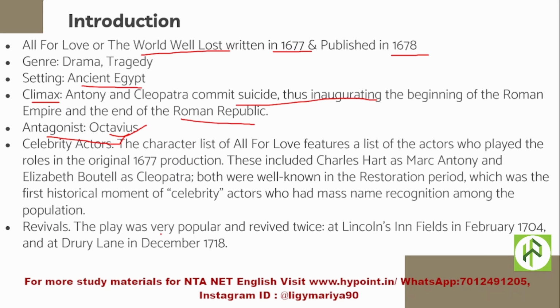Then revivals. The play was very popular and revised twice. It was not the play as it is preserved now, but it was so popular that it was revived twice, at Lincoln's Inn Fields in February 1704 and at Drury Lane in December 1718. So in these two times we can see Antony and Cleopatra, All for Love by Dryden, got revived.